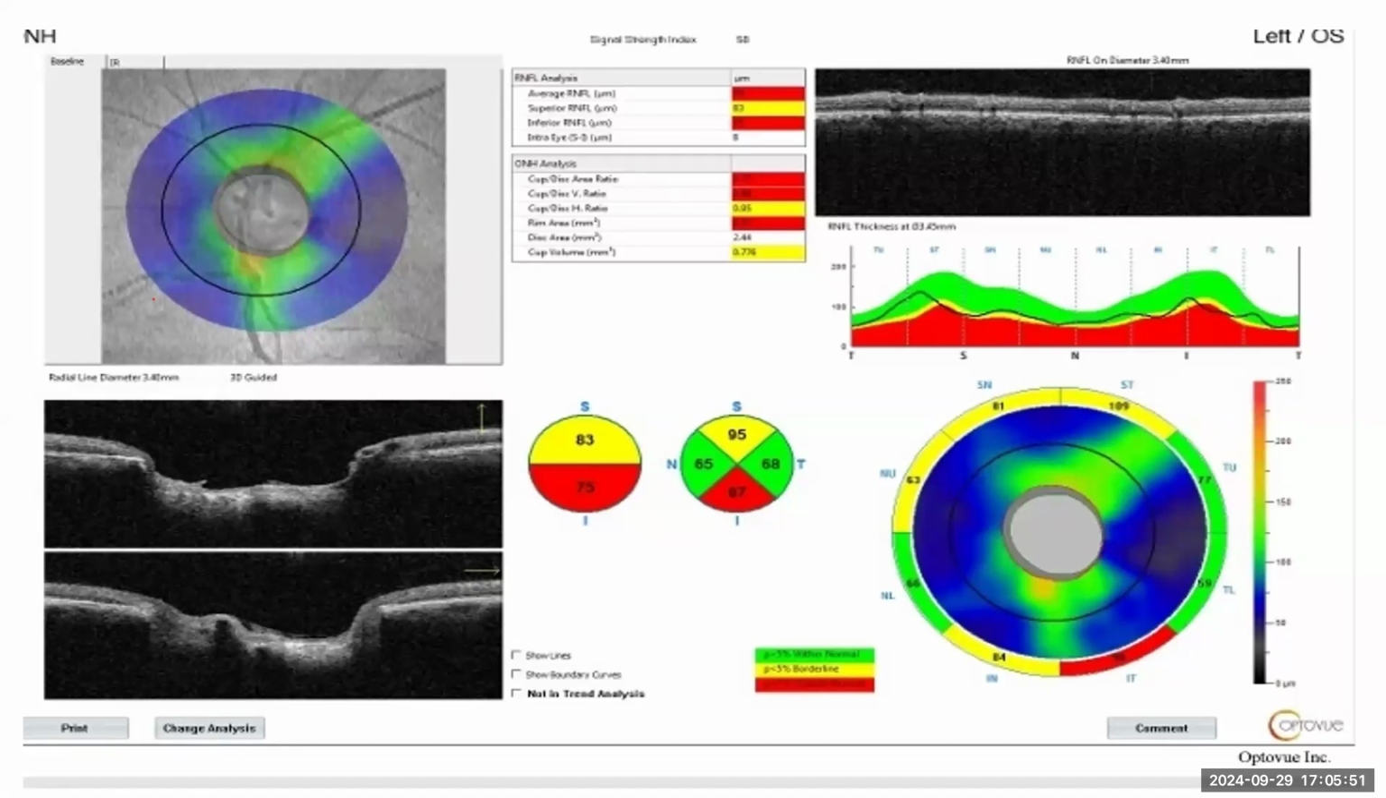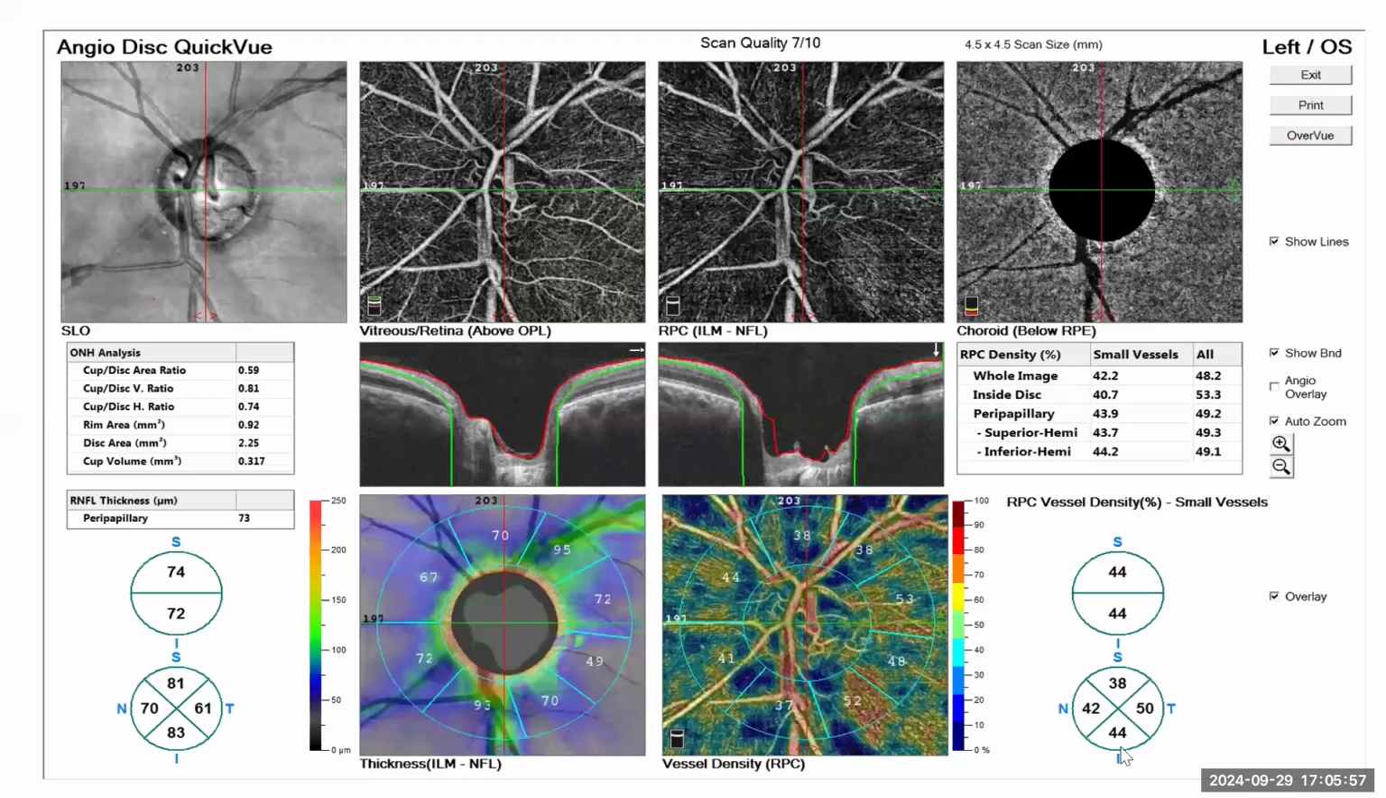So I'll take you back to his OCTA again. Now look, the inferior is down, this is 44. The superior is down, this is 38. The temporal still has some more fibers, 50, which is very good. The nasal has 42, which is good compared to the number of fibers contained in that area.